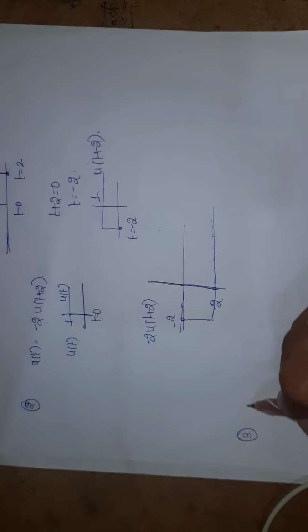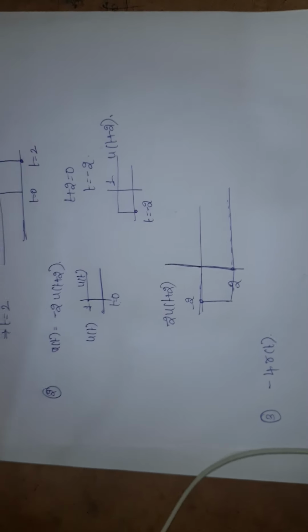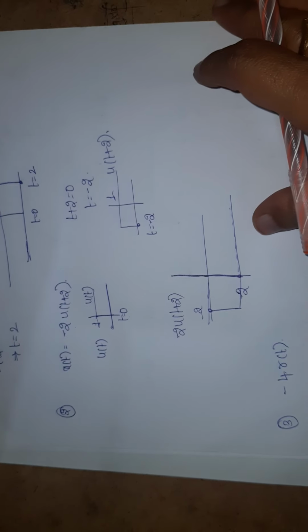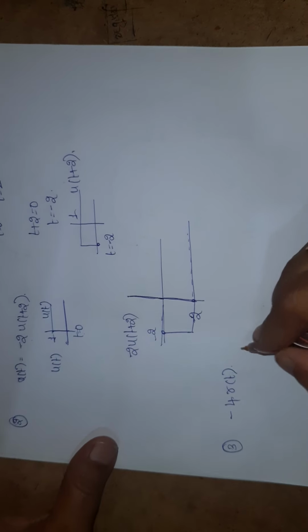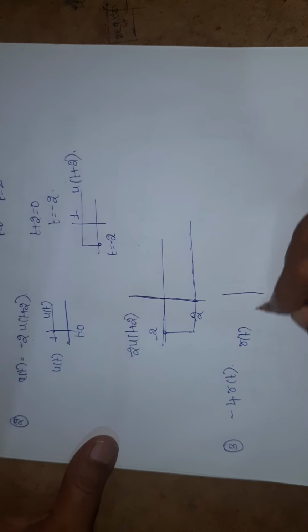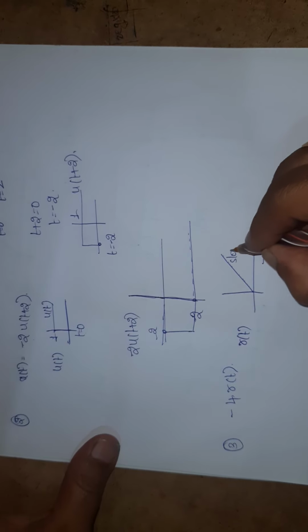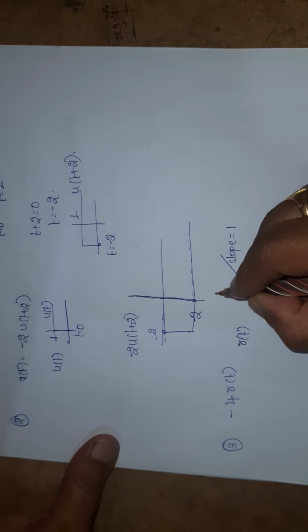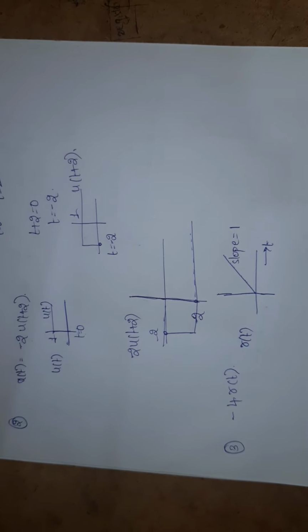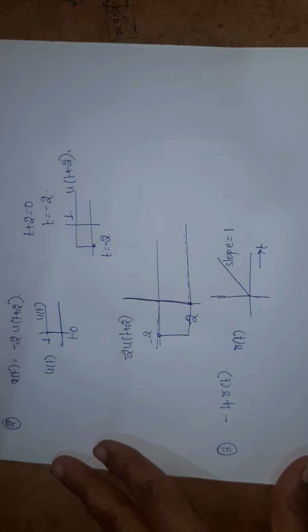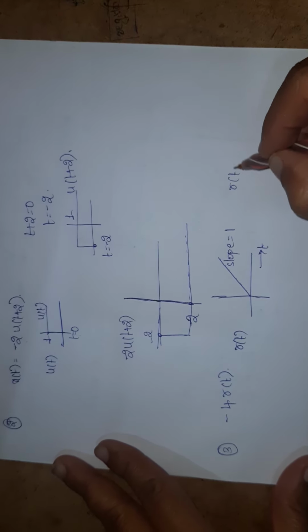Next, in the same way, I have minus 4 into r of t. Generally, what is r of t? r of t is like this, which has slope 1. So how do we know that it has slope 1? Because r of t can be obtained like this.